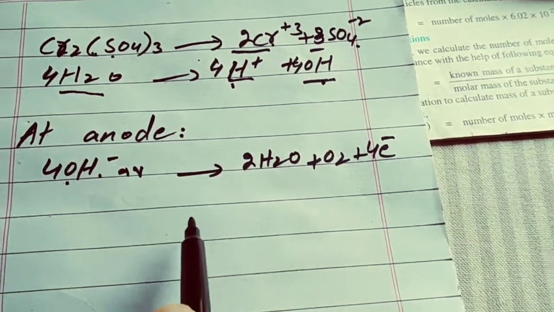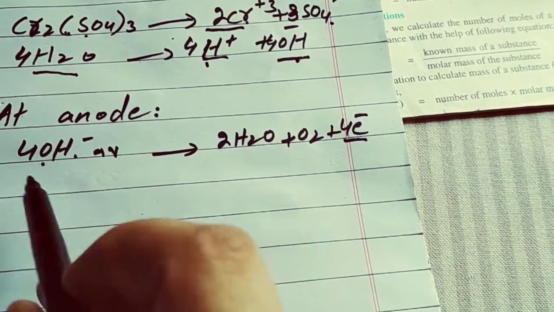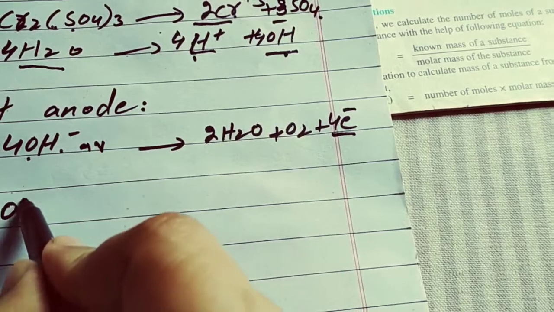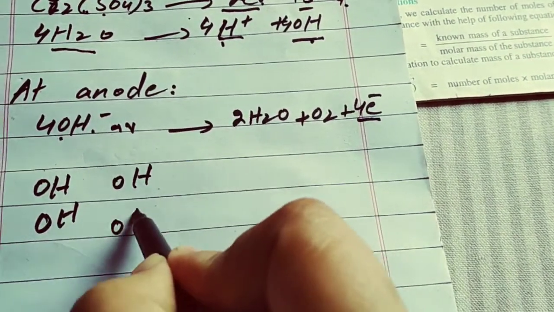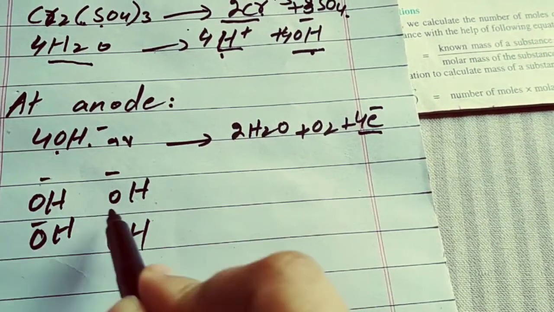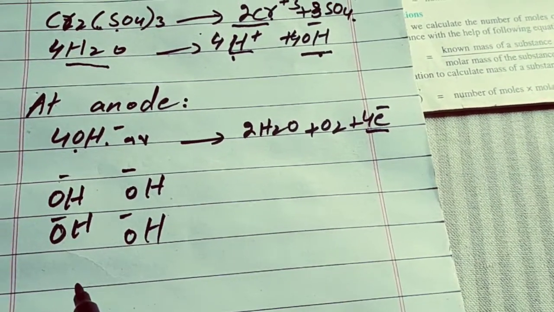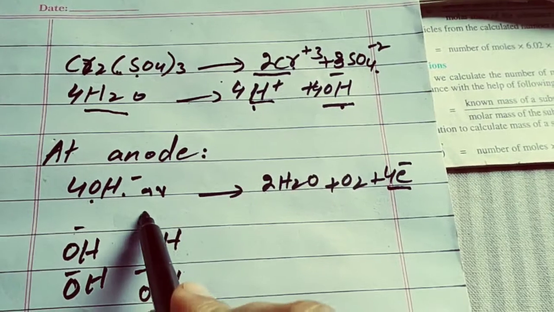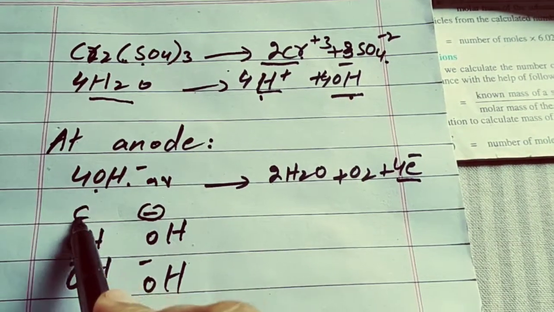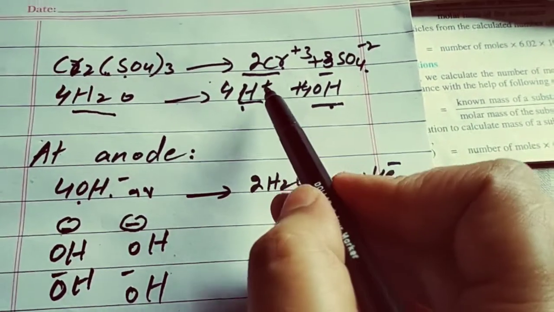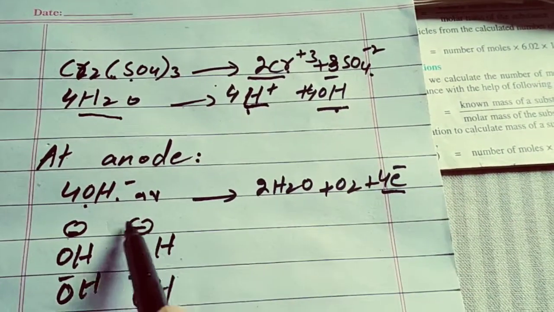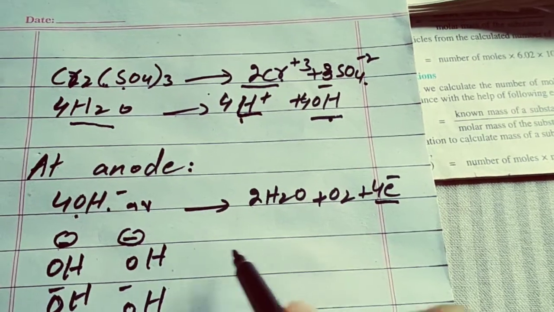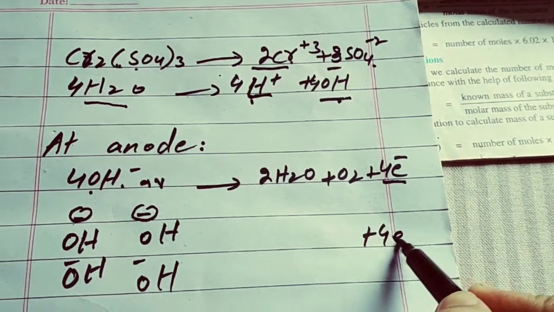4 electrons. It means if we have 4 hydroxide ions, you can see they all have a negative charge, meaning they have 1 extra electron, which they will transfer to the hydrogen ions, and that's why they will remove these 4 electrons.